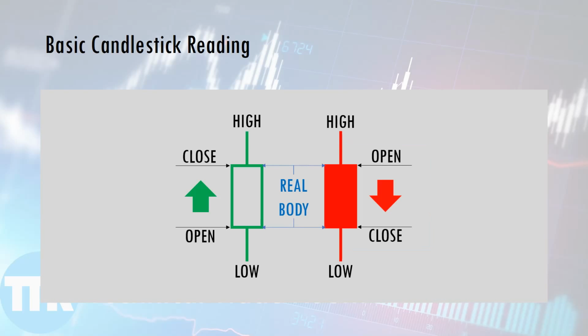Okay, so there are three parts to each candlestick. First, the real body, which is the rectangle of the candlestick or the open and close points of the stock. Second, we have the upper shadow, which shows how high the price went after it opened but before it closed. And third, the lower shadow, which shows how low the price went after it opened but before it closed.